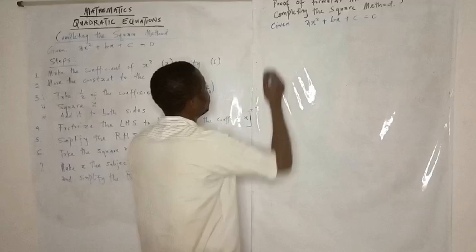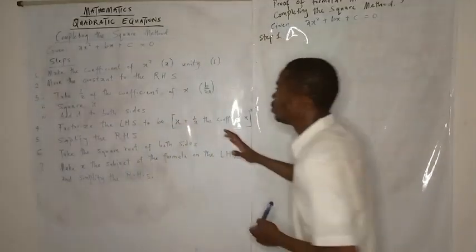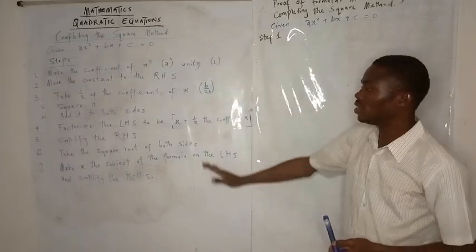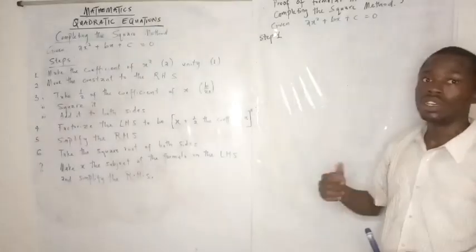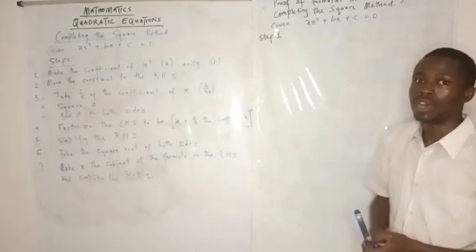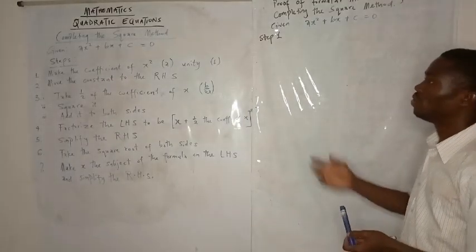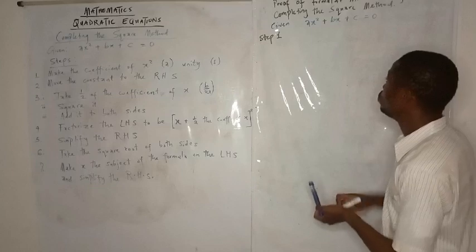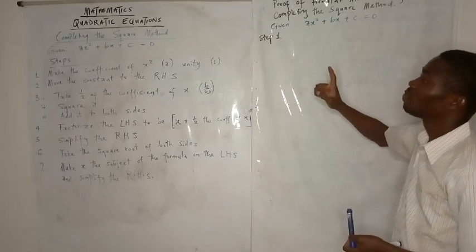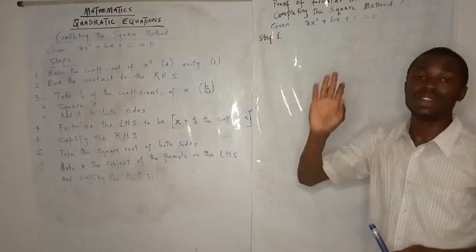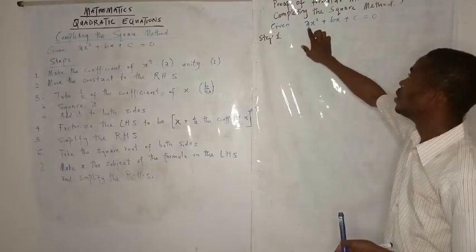So what do we do? Step 1. I want us to look at the steps written here so that I'll be reading the steps and applying them to solving the question, so we have a proper understanding of how to apply them. So step 1, make the coefficient of x squared unity. How do we do that? We divide both sides by a. When the coefficient of x squared is not 1, if it is 2, 3, 4, minus 10, or anything other than 1, you need to divide through by that value so that it will cancel out.